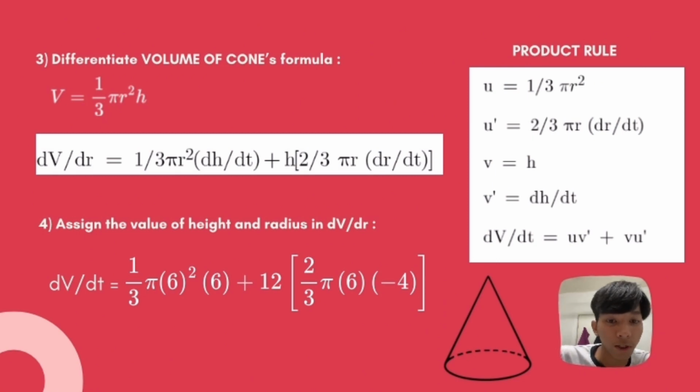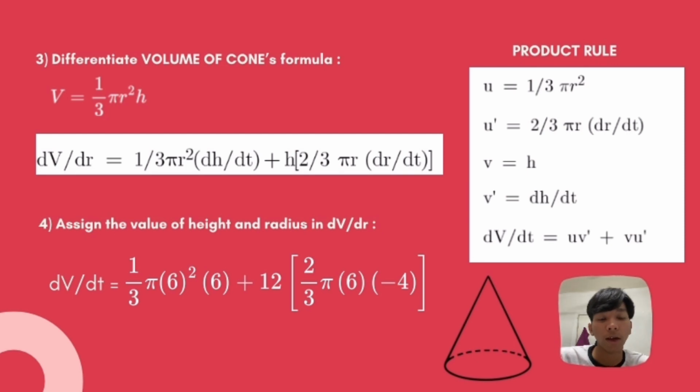For the equation, we will use the product rule to solve it, which is u equals 1/3 pi r squared, u prime equals 2/3 pi r dr/dt, and v equals h and v prime equals dh/dt. So the formula of product rule is dV/dt equals u multiplied by v prime plus v multiplied by u prime.